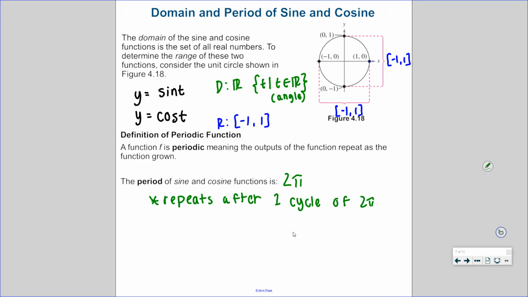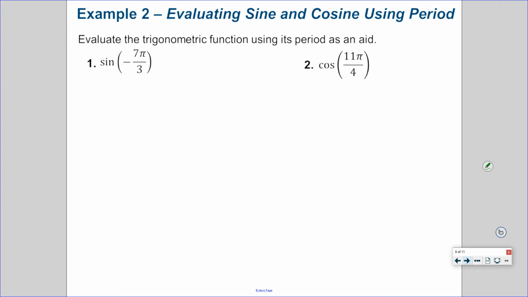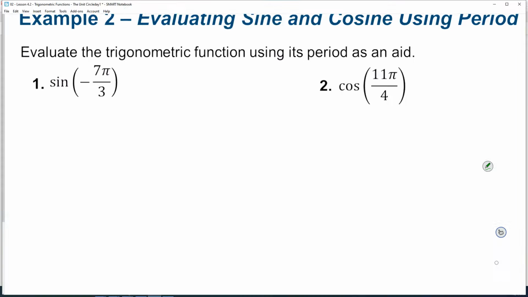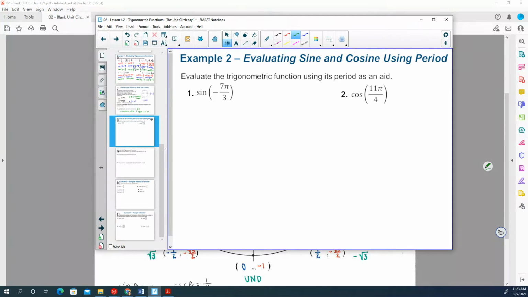That's why it's periodic. Okay, so your textbook phrases it like this: evaluate the sine and cosine using the period. And essentially you're just going to find a coterminal angle and use your unit circle to answer this, okay? So remember when we found coterminal angles, we just added and subtracted multiples of 2 pi? That's basically adding its period. It's one full cycle of where it's going to repeat. So it's essentially the same thing as finding a coterminal angle: you're just adding or subtracting a full period to figure out where on the unit circle this is.